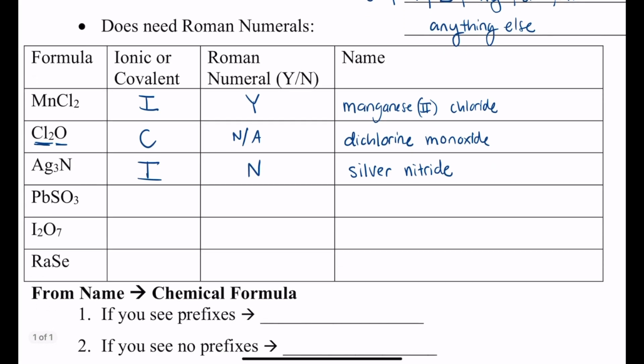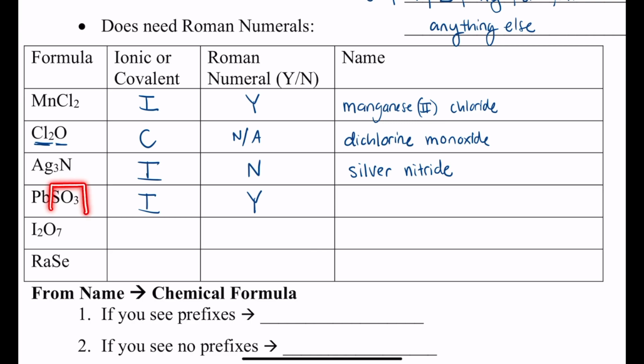Next here, we have PbSO4. Make sure you're splitting this up into 2 different things here. Pb is a metal, and SO3 is a polyatomic ion, meaning this is ionic for sure. You have to ask yourself if Pb or lead needs a Roman numeral. It is kind of part of those transition metals, so we're going to say yes, we need a Roman numeral. So you need to figure out what Pb's charge has to be to cancel out the charge of this ion.